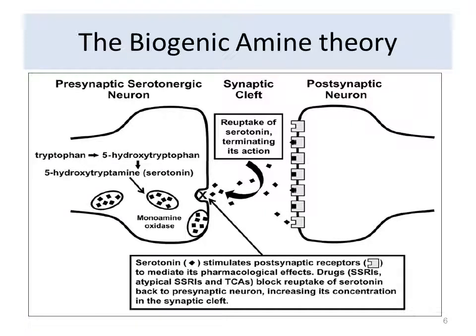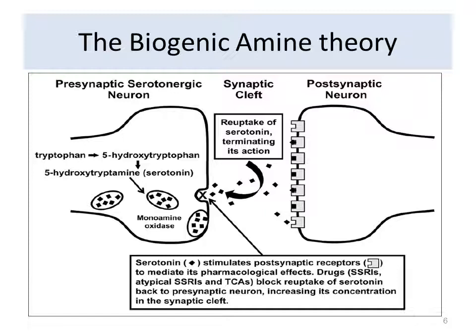The biogenic amine theory explains the role of amines in the development of depression. In this slide, you can see a presynaptic serotonergic neuron and a postsynaptic neuron. In between, you have the synaptic cleft. When neurotransmission occurs, the serotonin that is released into the synaptic cleft will stimulate the postsynaptic receptors to mediate its pharmacological effects.